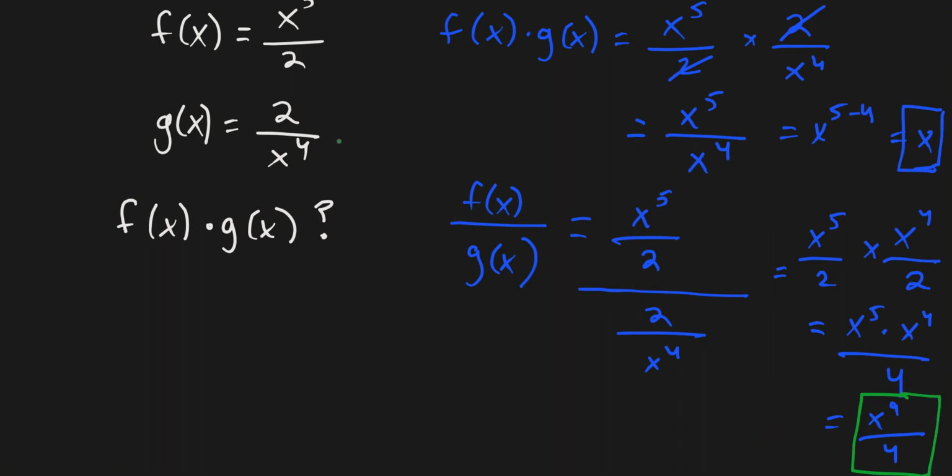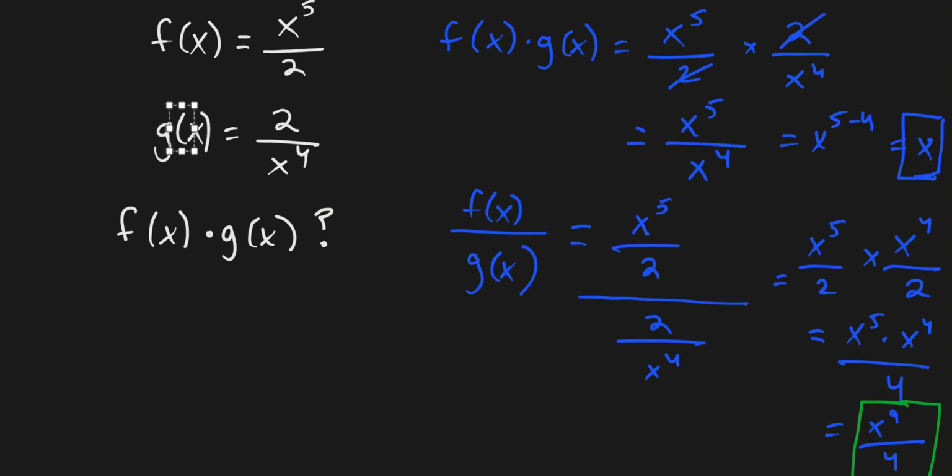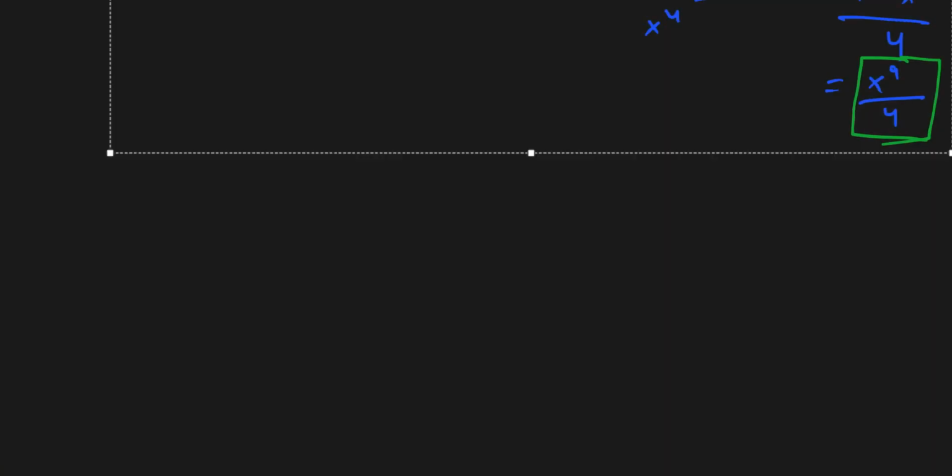All right, so that was just some simple examples of multiplying and dividing rational functions. There are many more examples that we can do. Let me do actually one more example. So one more example that we can work with here.